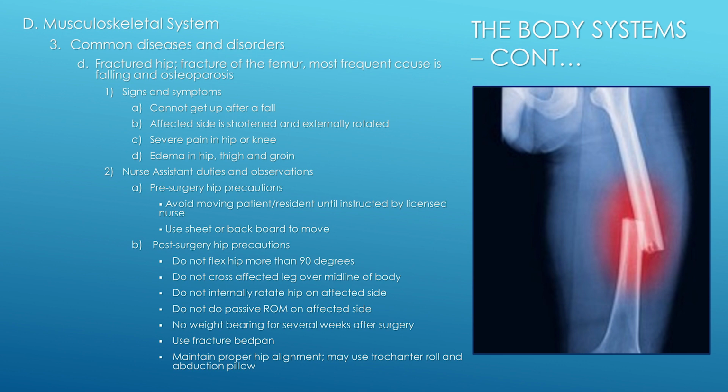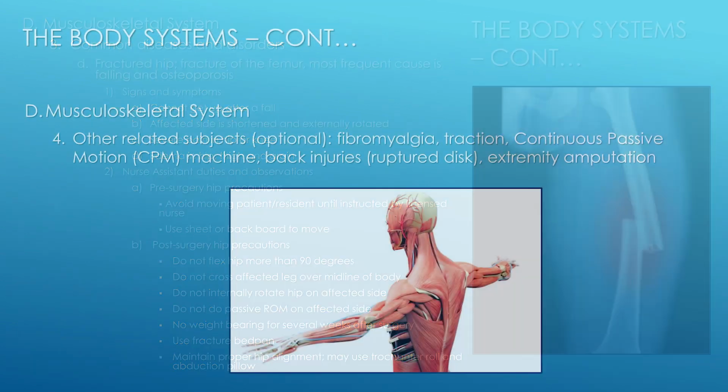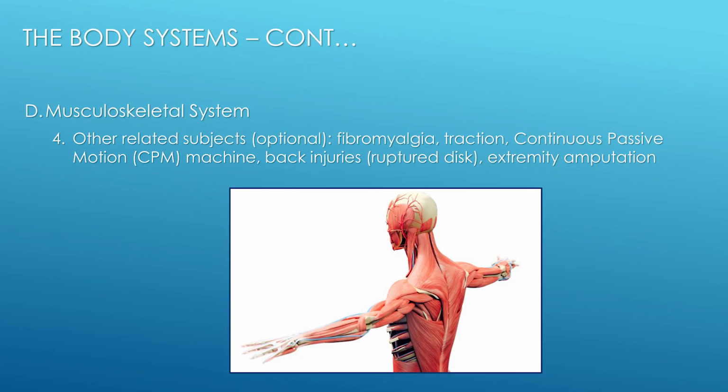No weight bearing for several weeks after surgery. Use fracture bedpan. Maintain proper hip alignment. May use trochanter roll and abduction pillow. Other related subjects optional: fibromyalgia, traction, continuous passive motion (CPM) machine, back injuries such as a ruptured disc or extremity amputation.